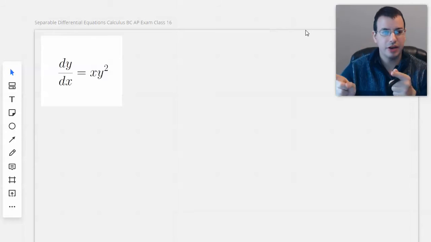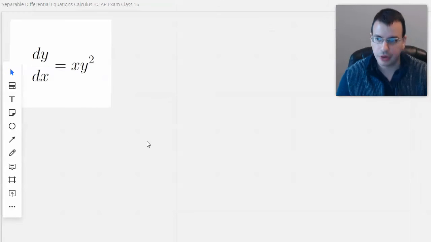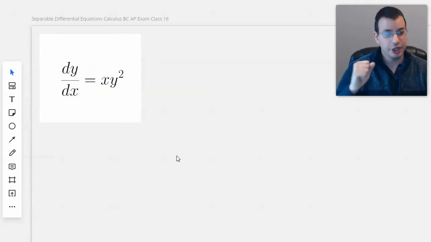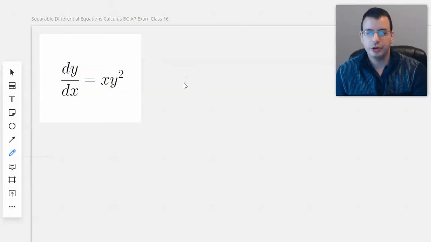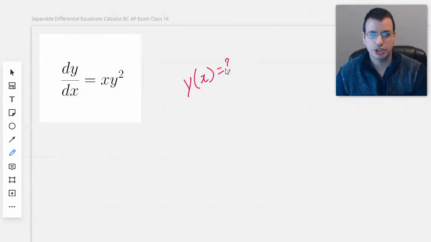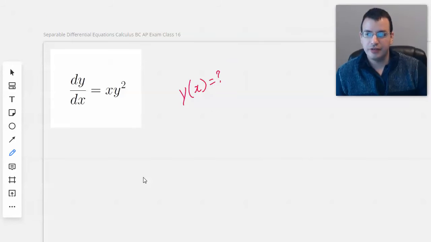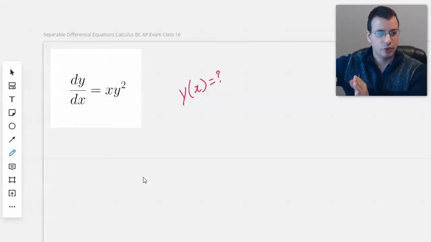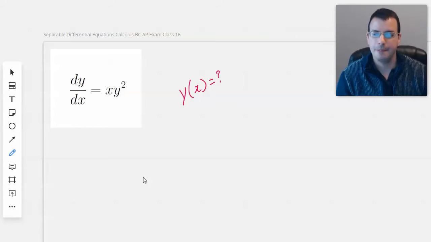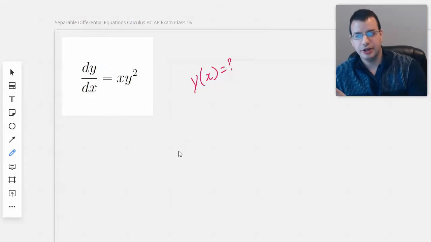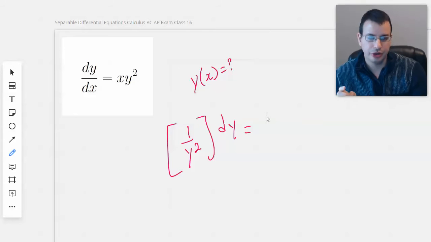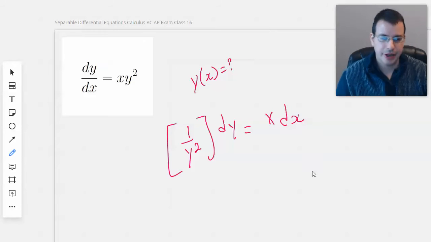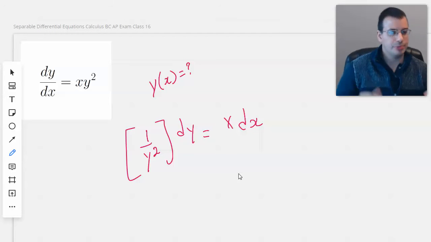So for example, we're given this guy right here, and we're asked, find the integral of this, or find y of x, so to speak. The question is y of x equals question mark. So the goal of separable equations is you want to get all the y's on one side and all the x's on another side. So we would rewrite this as 1 over y squared dy equals x dx.